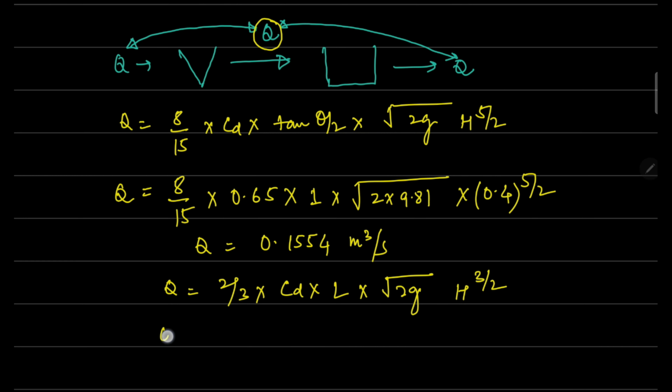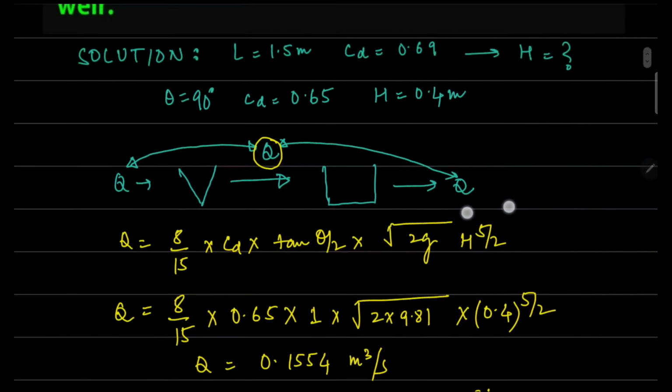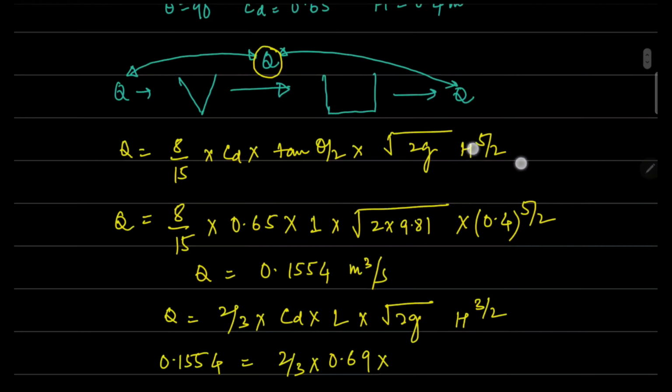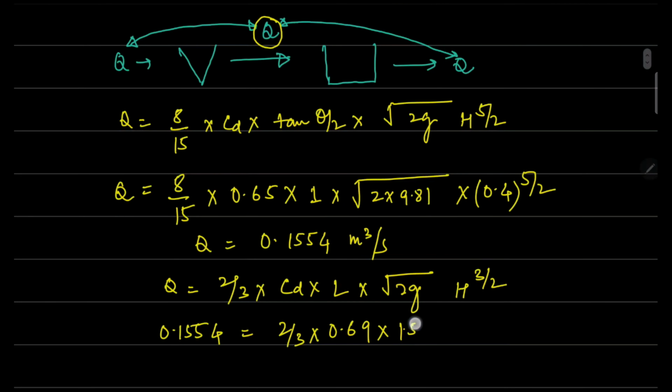So Q value is 0.1554, which is equal to 2 by 3, and CD is 0.69, L value is 1.5 meter multiplied by 2 into 9.81, and then h raised to the power 3 by 2.